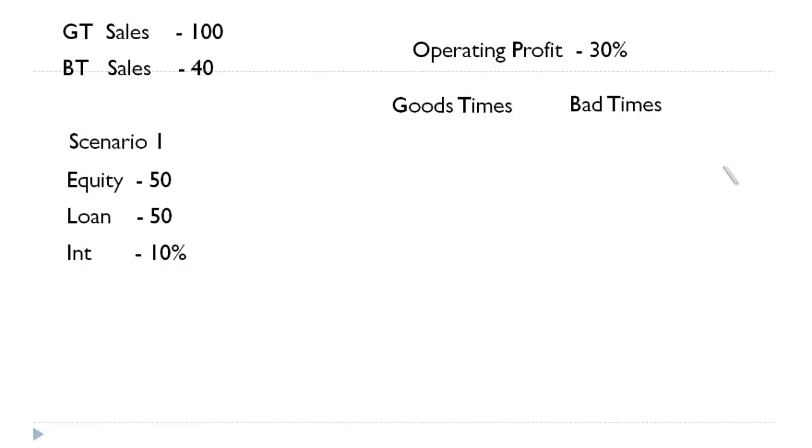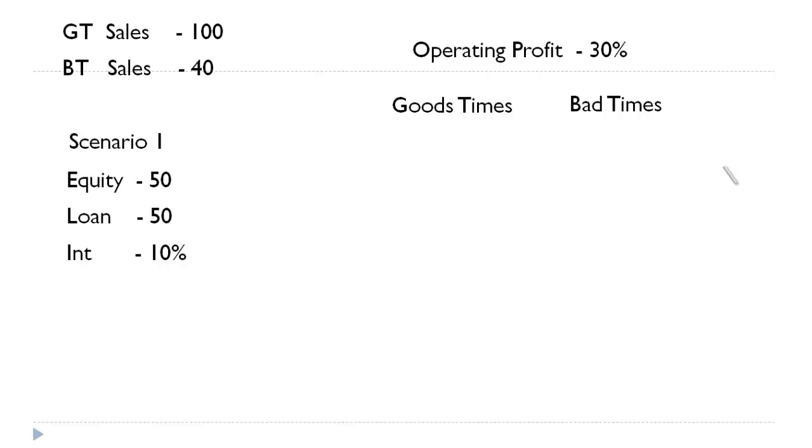So now we'll analyze these two conditions, the good time sales and the bad time sales, in two scenarios. Scenario 1 will talk about a particular model of financing where the debt and equity will be in 50-50 range. In scenario 1, the equity will be 50 and debt will be 50, and it is at the interest of say 10%. And scenario 2 is going to be slightly different. We'll see that at that point. So now this company has a good time and a bad time, so we'll analyze both.